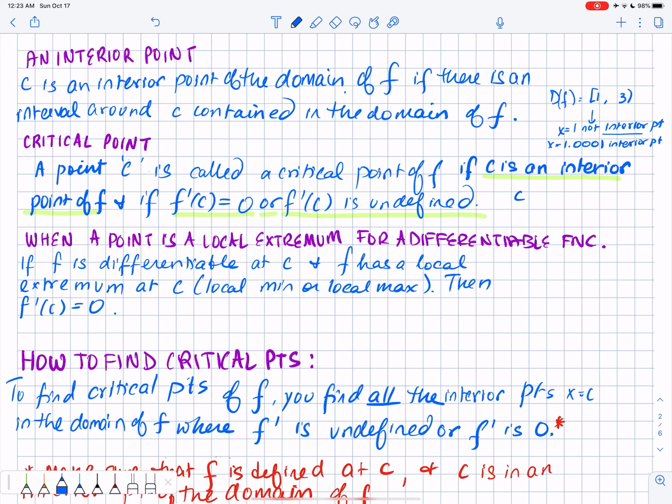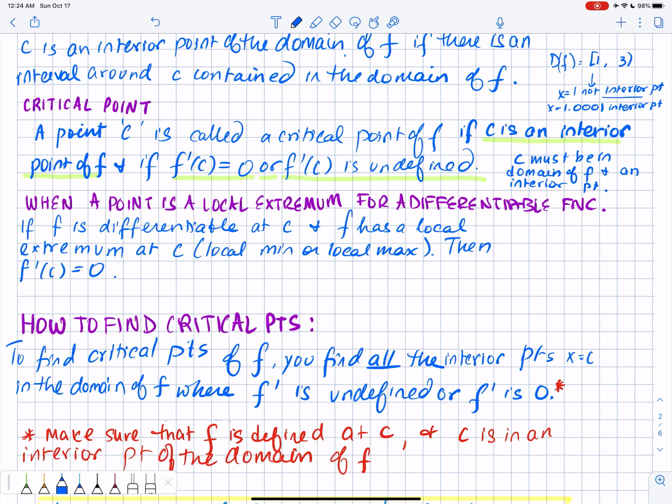So C must be in the domain of F and an interior point. Okay, and then you call C a critical point.